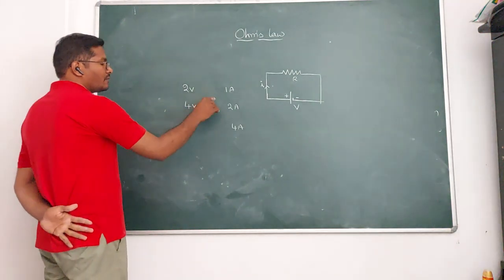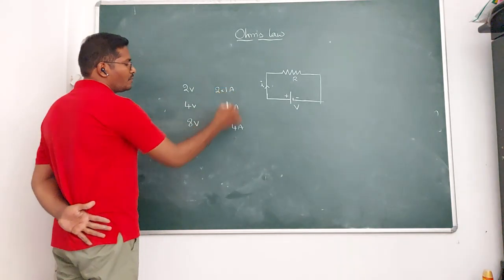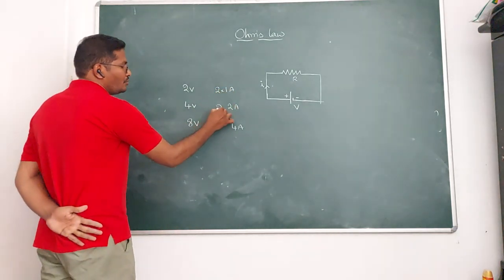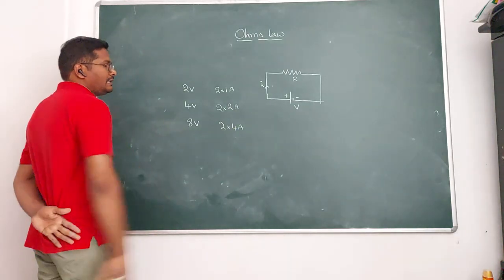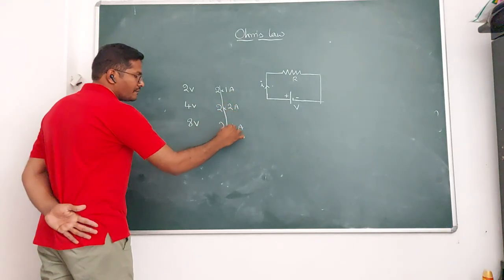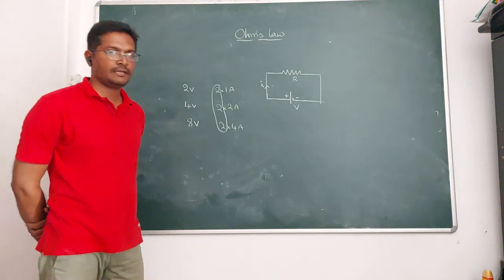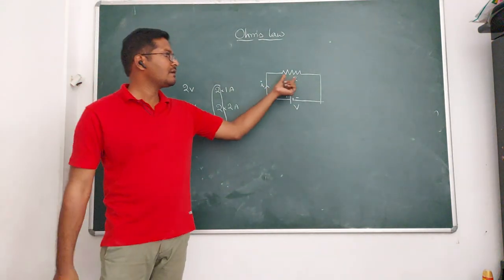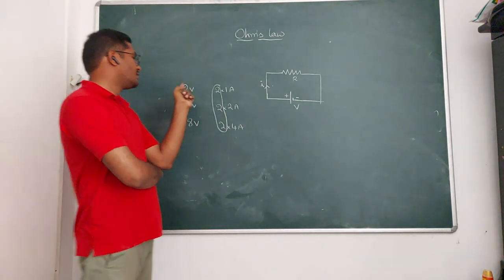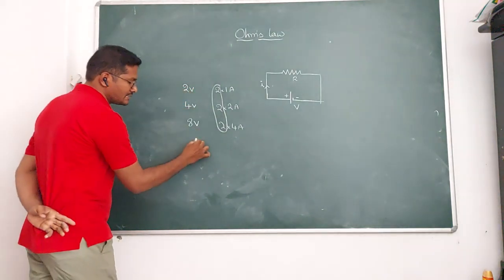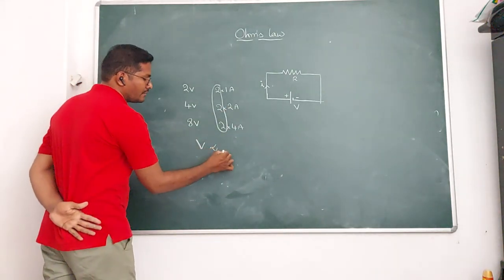In order to equate them, this is 2 into 1 amp, this is 2 into 2 amps, and this is 2 into 4 amps. See, this is a constant one. This constant is called the resistance of this material. This is about Ohm's law. So the potential difference V is proportional to I.